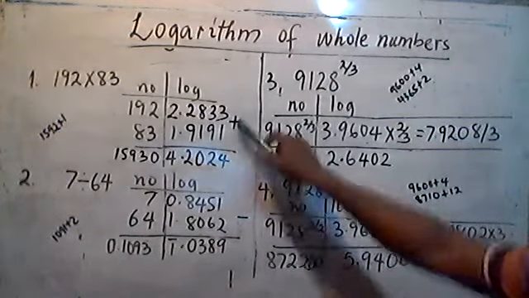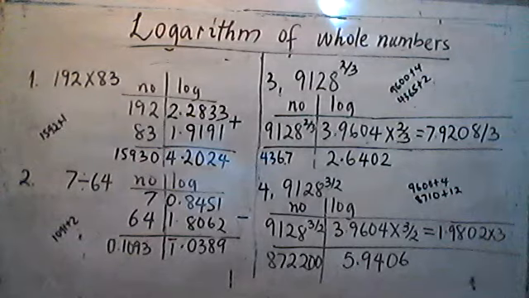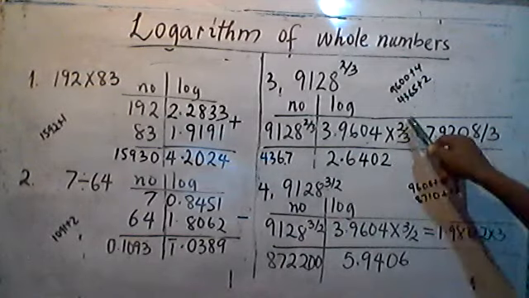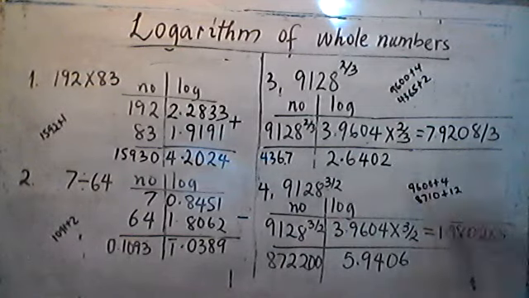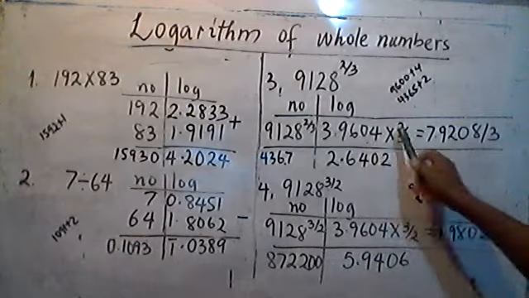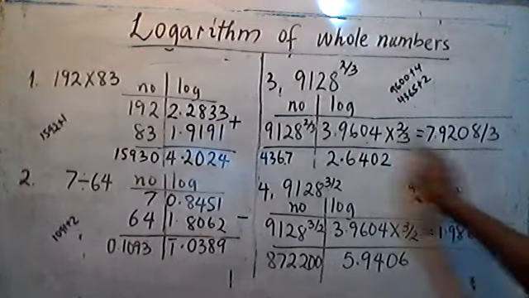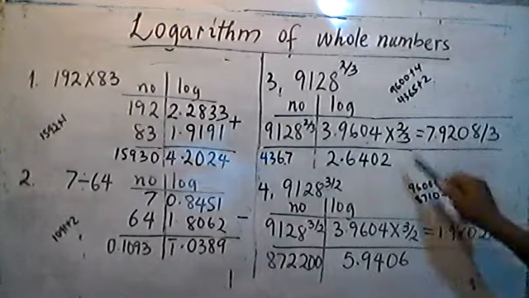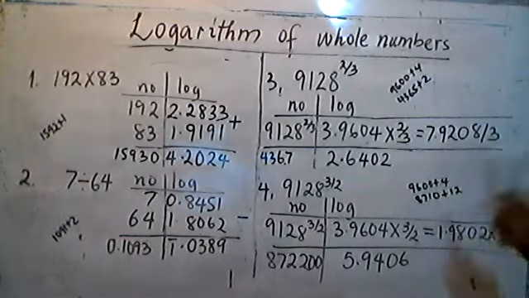Now, because it is a power, you multiply by the power. In multiplication, you add the logs. In division, you subtract the logs. But in power or root, you multiply by the power or root. Now, first of all, multiply. You can equally start by dividing before multiplication, or multiplication before division, it is the same thing. So let's multiply. 2 times 4 is 8, 2 times 0 is 0, 2 times 6 is 12, carry 1, 2 times 9 is 18 plus 1, 19, carry 1, 2 times 3 is 6 plus 1, 7.